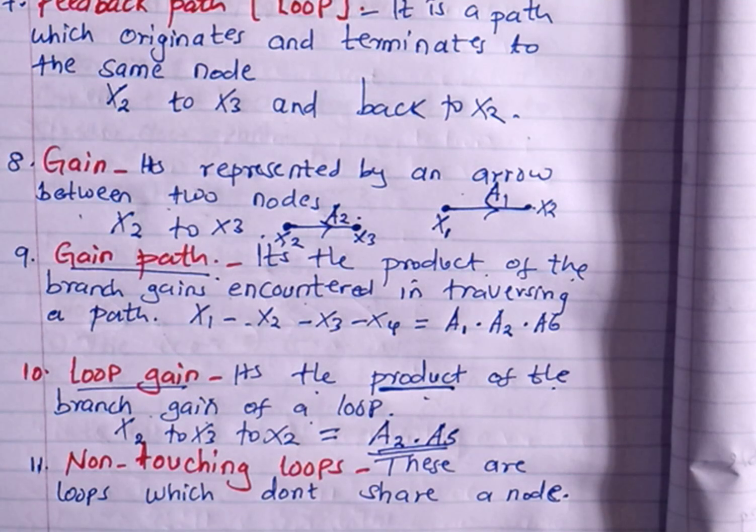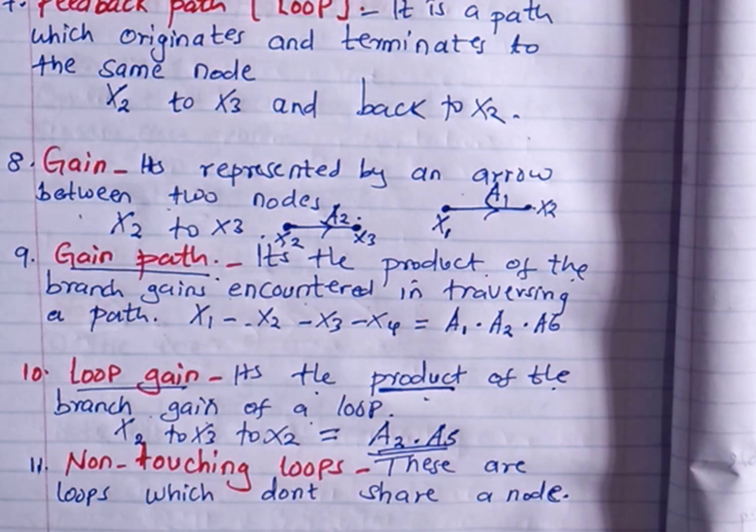Then we have number 11, non-touching loops. These are loops which do not share any node, and we'll see this more clearly when we look at examples, how we get non-touching loops and how we get touching loops. So long as those loops do not share any node, then we call them non-touching loops.